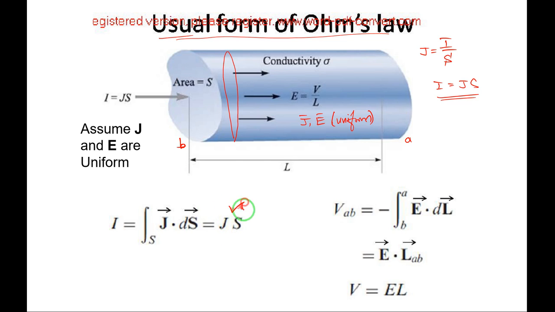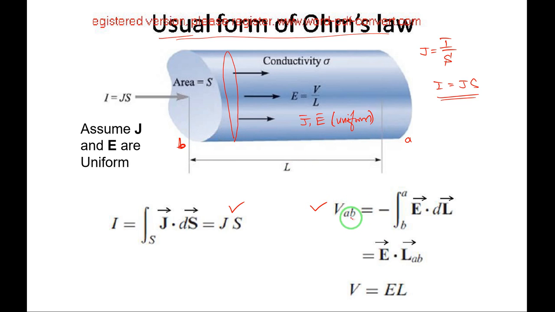So J into S I can write. I hope you are getting I is equal to J into S. Okay. Then next, the potential difference between the two ends. I have one end of the conductor here, let me call it B, and another end of the conductor here, let me call it A. So we know the potential difference between the two ends, right?